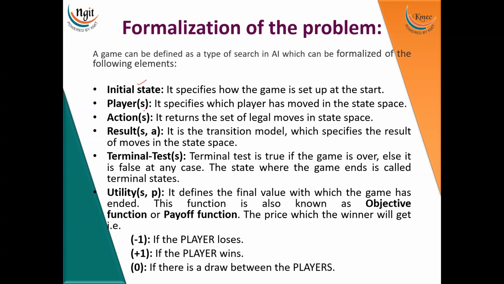Players, it specifies which player has the move in the state space. Actions, it returns the set of legal moves in the state space. Okay. Then result, it is the transition model which specifies the result of the moves in the state space.